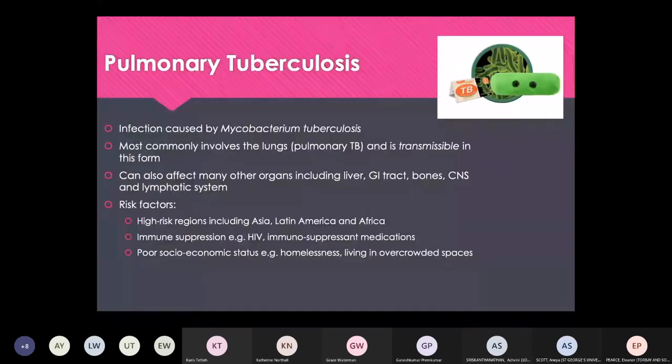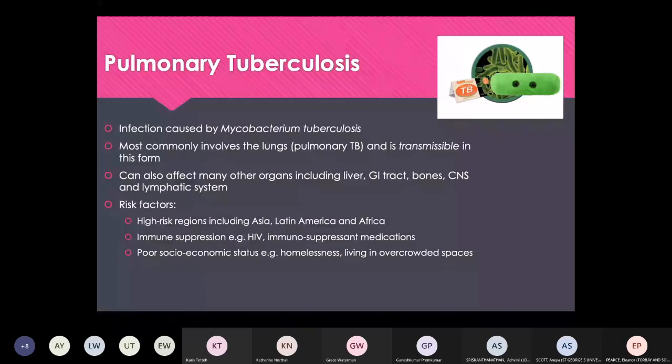So TB, this is an infection caused by Mycobacterium tuberculosis, and it most commonly involves the lungs, and when the lungs are infected, this is when TB is transmissible. But it can also affect many other organs in the body, so pretty much everywhere in your body, and you get some really odd, unusual symptoms that can be caused by TB throughout the body.